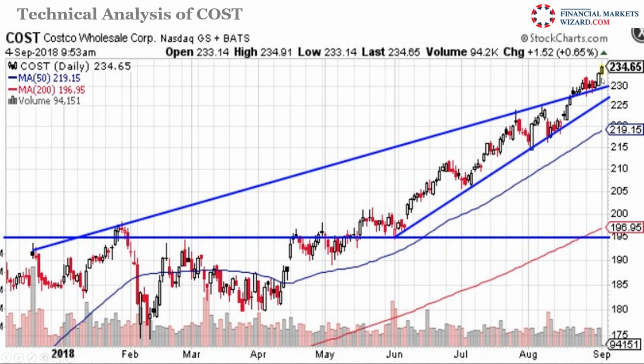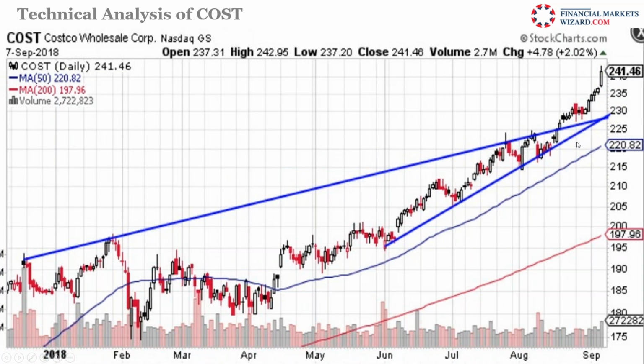So I waited for it to pull back. The pullback did not come, and it just kept going up and up. So this is the chart of Costco. Any pullback on Costco is a buy. If you have it, good for you.